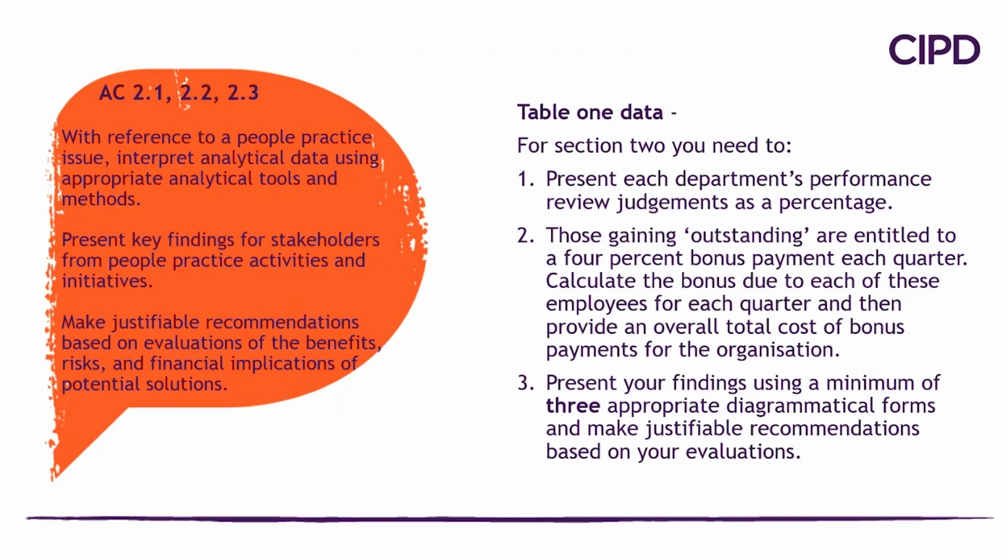Those gaining outstanding are entitled to a 4% bonus payment each quarter. What you need to do is calculate the bonus due to each of these employees for the quarter, and then provide an overall total cost of the bonus payments for the organization. Then present your findings, use a minimum of 3 appropriate diagrammatical forms, and make justifiable recommendations based on your evaluations. The forms normally are simple bar charts or pie charts, but you can use other ones so long as they illuminate the data for the end user.